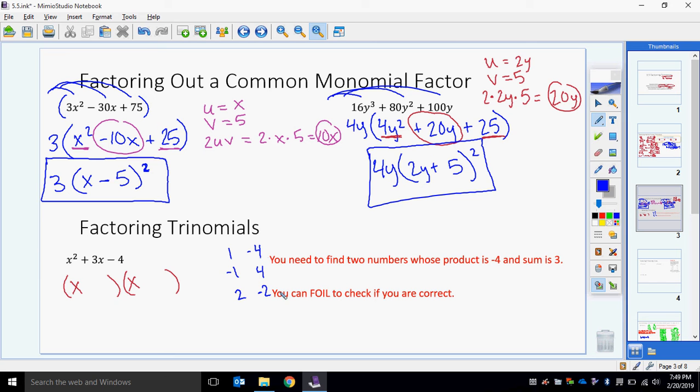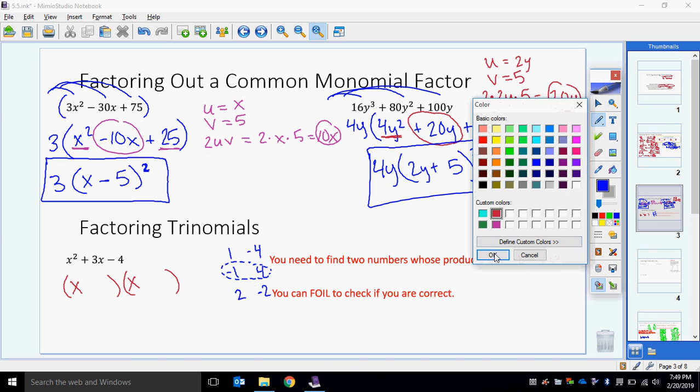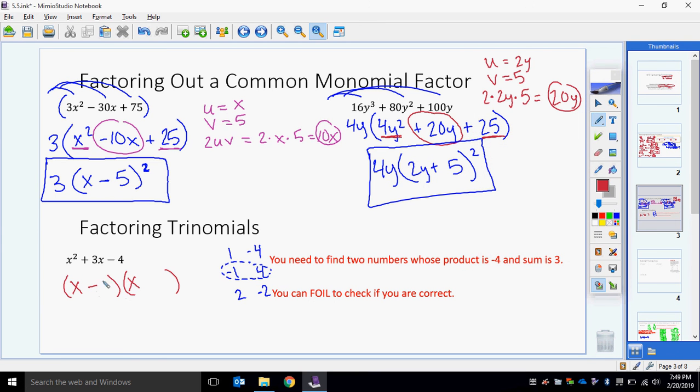So which pair adds up to a positive 3, adds up to this middle term? And that would be this guy here. A negative 1 plus 4 is a 3. So those are my 2 numbers that I fill in. It doesn't matter which order they go. I could put the negative 1 here and the positive 4 here. It means the same as putting the positive 4 first and the negative 1 second. And if you're unsure if this is correct, you can always FOIL to check your answer.